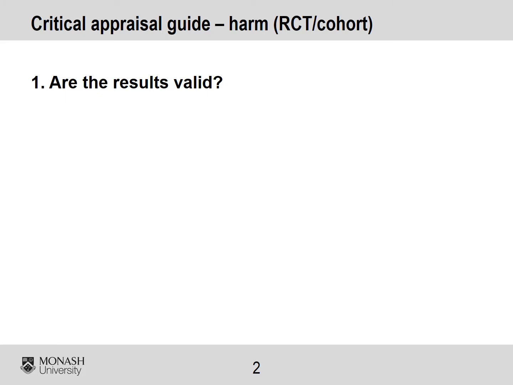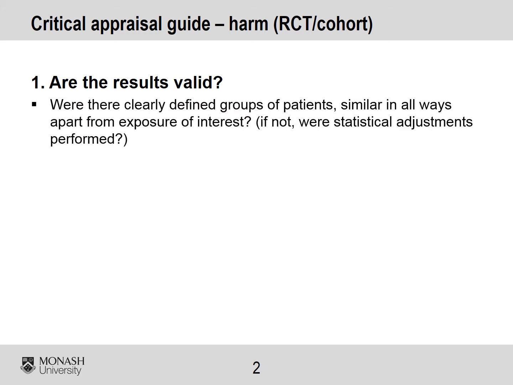So the first part of the assignment is fairly similar to the last assignment in terms of critically appraising a study around therapy, in which we focus on the methodology. So the first part focuses on, are the results valid? Much like the previous critical appraisal, the first question is looking at selection bias. Basically we're trying to identify whether the groups of patients are similar in all ways, apart from the fact that one group has been exposed to the risk factor and the other group hasn't.